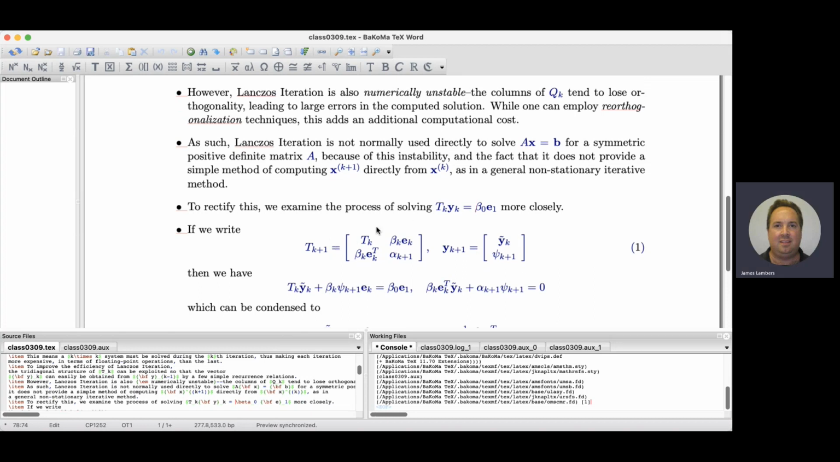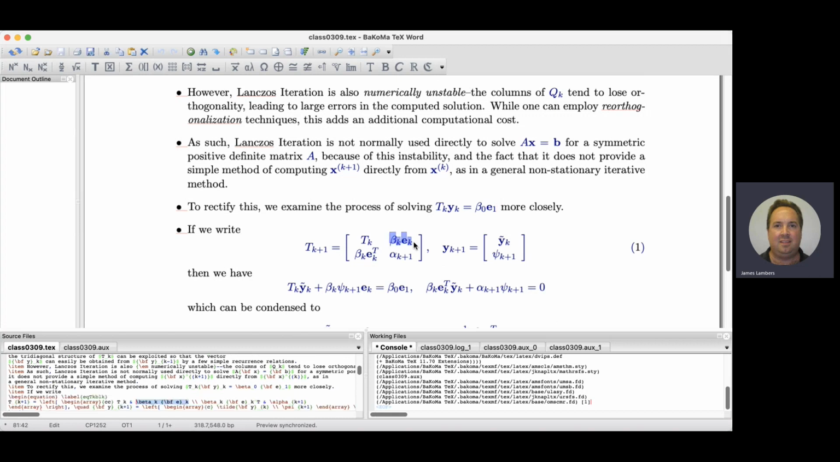What we're going to do is examine how this system changes from one iteration to the next. So if we consider this system after k iterations and the same system after k plus 1 iterations, how do we express one system in terms of the previous one? The matrix T_{k+1} is built from T_k by adding on another row and another column. And because all of these T matrices are tridiagonal, there are only 3 non-zero entries that we're adding on here.